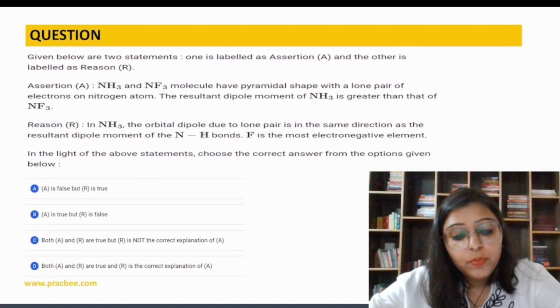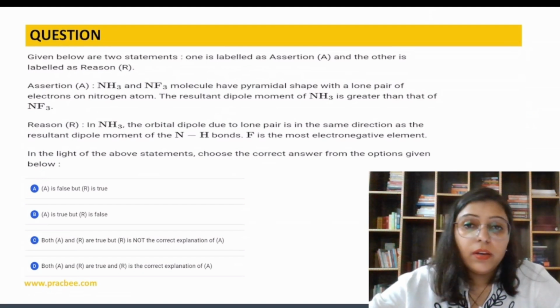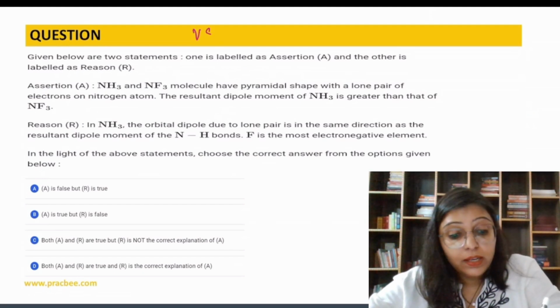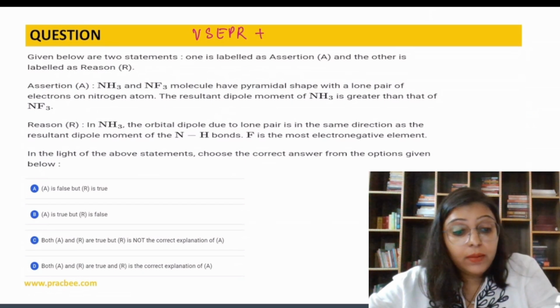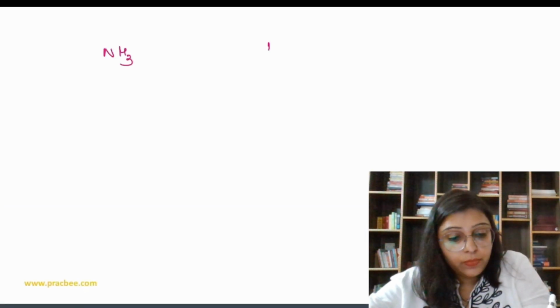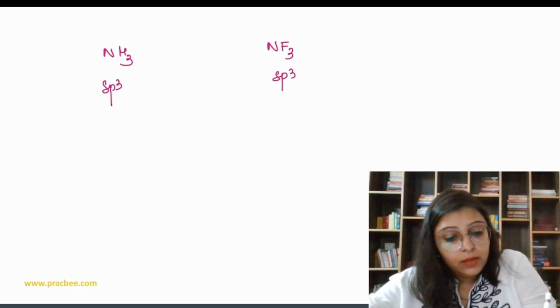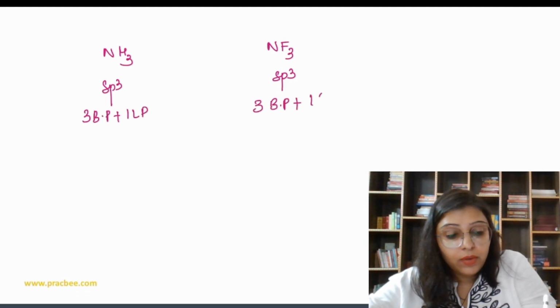The resultant dipole moment of ammonia is greater than that of NF3. Here we have to apply the concept of VSEPR plus dipole moment. If I talk about NH3 and NF3, the hybridization is sp3 in both, and we have 3 bond pairs plus 1 lone pair in both cases.